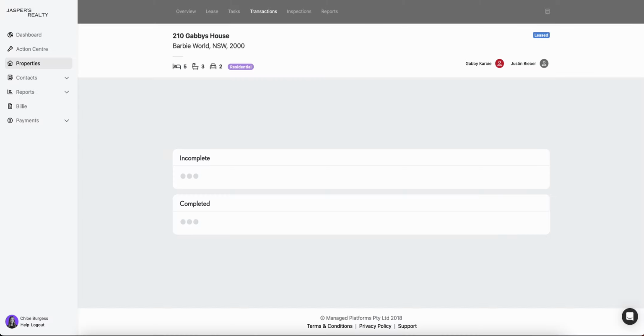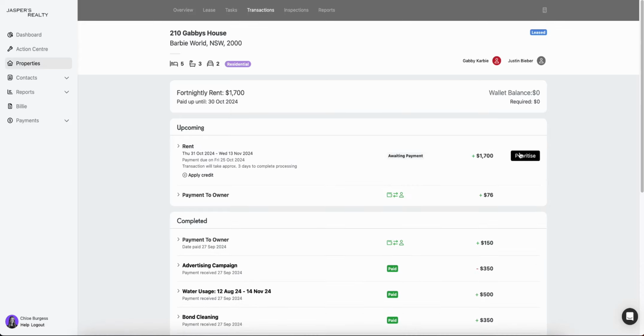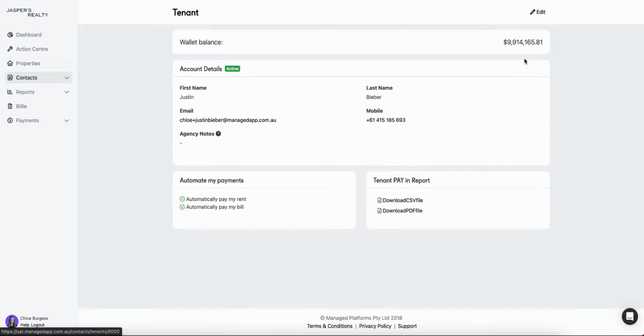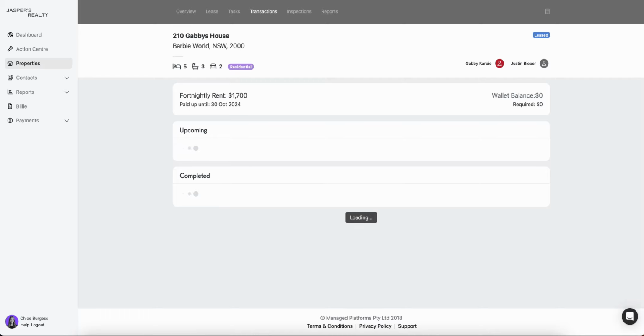Keep in mind, none of these things can be done unless there is enough money in the wallet to pay it. If there's no money in the wallet to pay it, these prioritize buttons will not be available. The prioritize buttons only appear because there are available funds in either the tenant wallet or the property wallet.